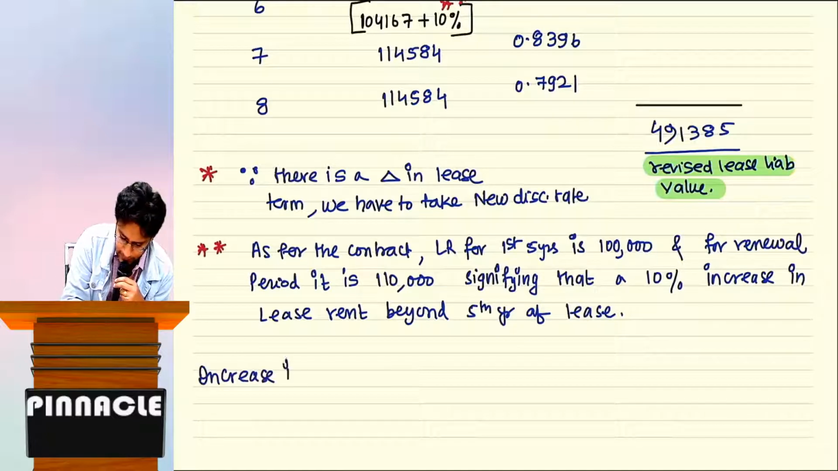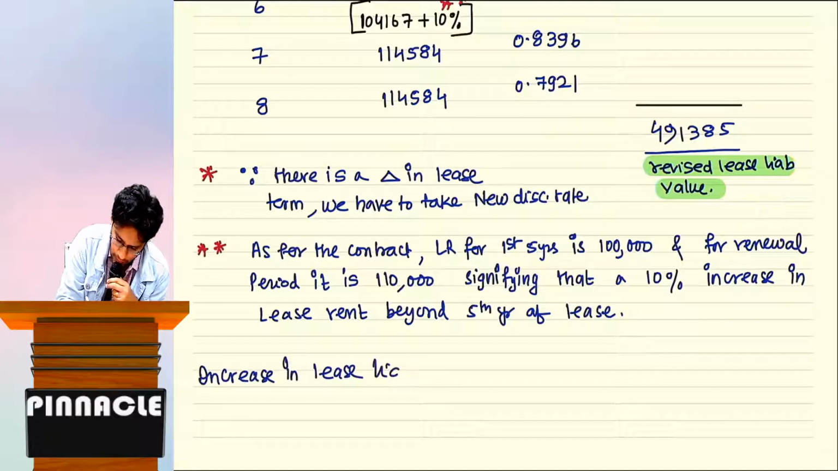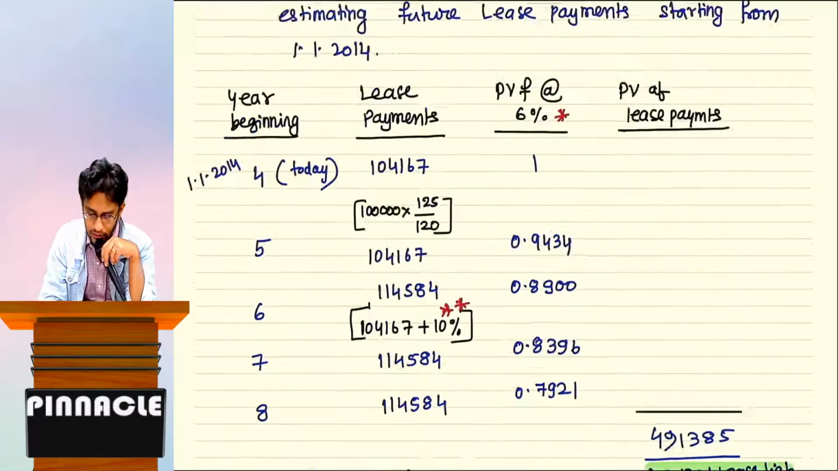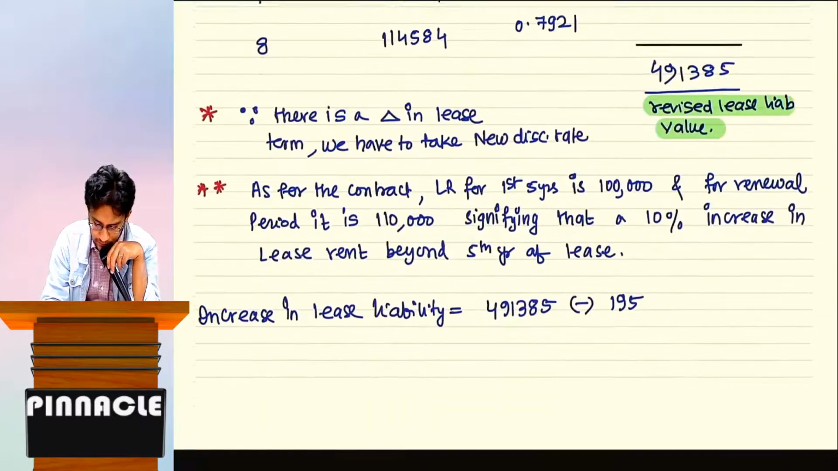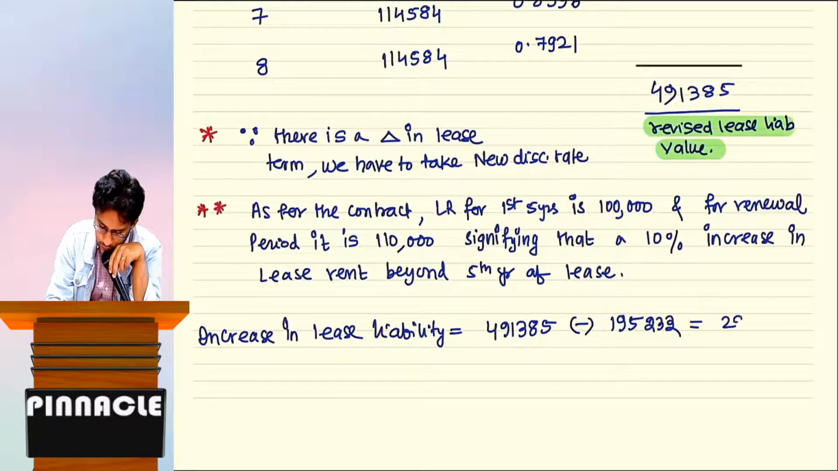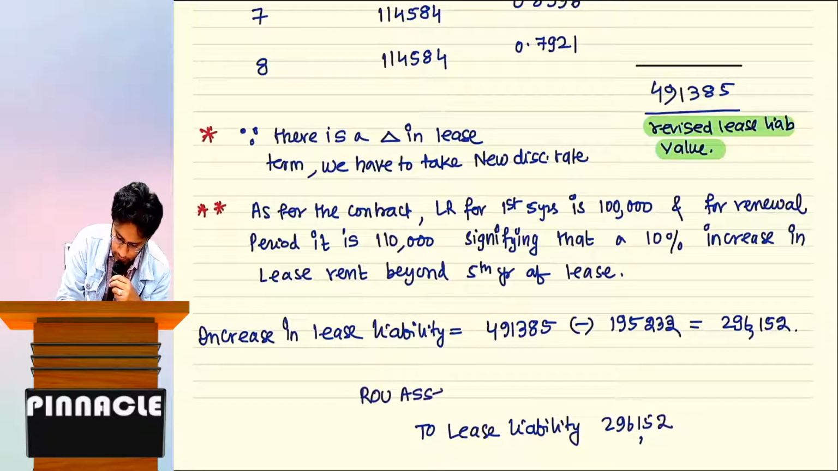So increase in lease liability: $491,385 minus 195. How much is that? 195, 233. How much did it come to? 296,152. So the entry will be: debit ROU asset, credit lease liability, 296,152.